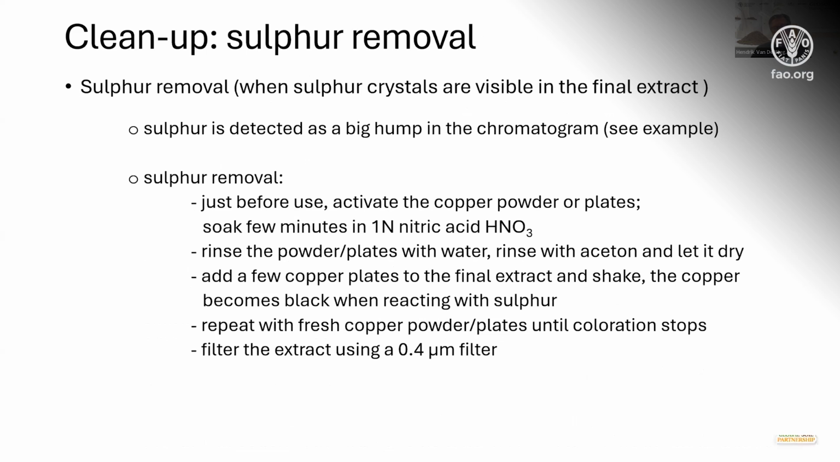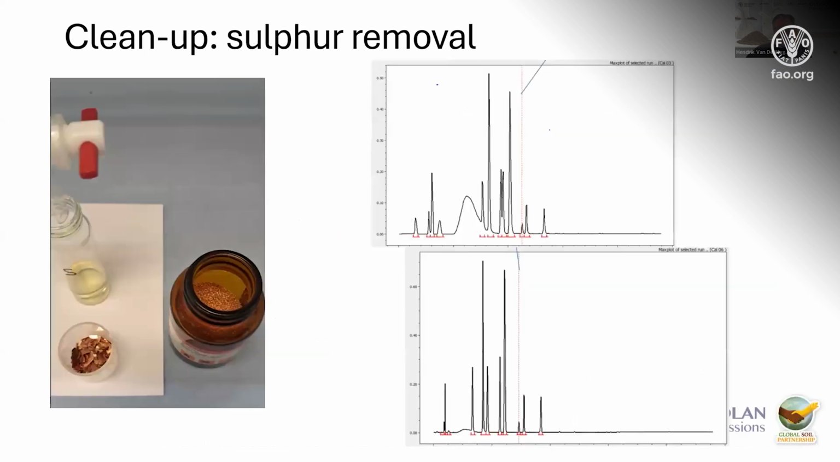Sometimes samples can contain sulfur. You can see that visually when you see in the extract that there are small yellow crystals. Then we have sulfur. The problem with sulfur is that it can create a big hump in the chromatogram. I will show an example. Here, you can see a big hump in a chromatogram. And after the cleanup, the hump is gone.